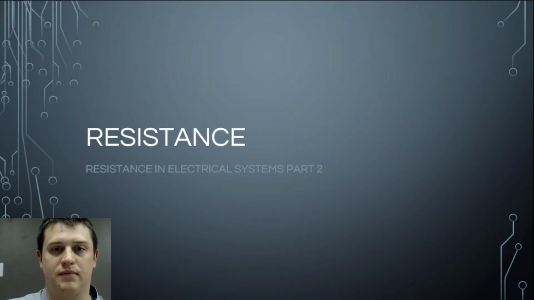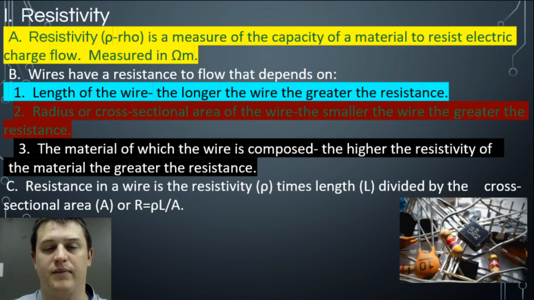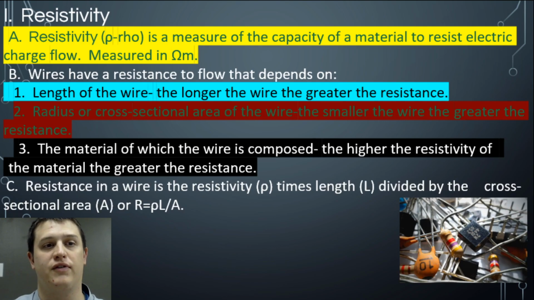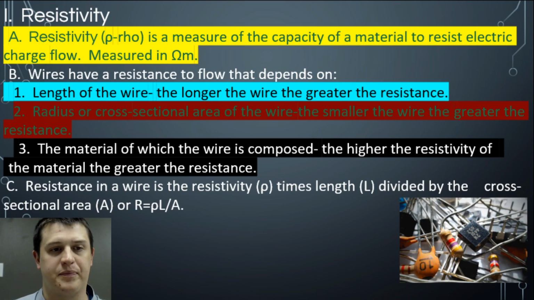Let's move on. Part 2 here, resistivity. A big word for resistance, a different way of saying it. So what is resistivity? This is now the measurement of that. We use the Greek letter rho. It is a measure of the capacity of a material to resist electric charge flow, measured in ohm meters. So it's a measurement now. You see I've got some pictures of resistors down there. There are different ways of doing this that help with circuits.